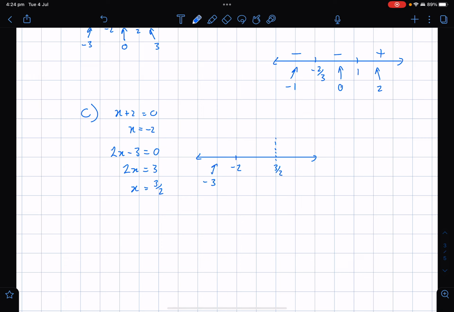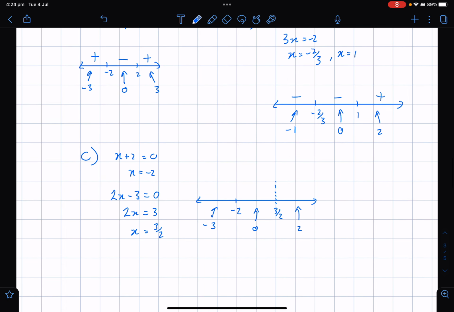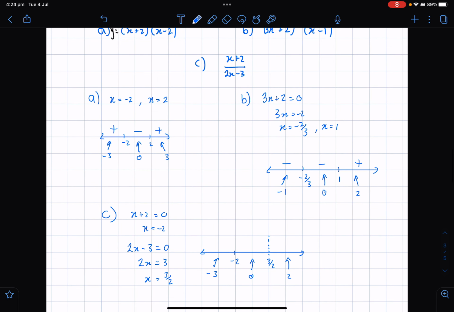Now let's go -3, 0, and 2. If I put those into my function, -3, I get a negative on the top, I get negative on the bottom, so I get a positive overall. If I put 0, positive on top, negative on the bottom, we get a negative overall. And if I put 2, I get a positive overall.